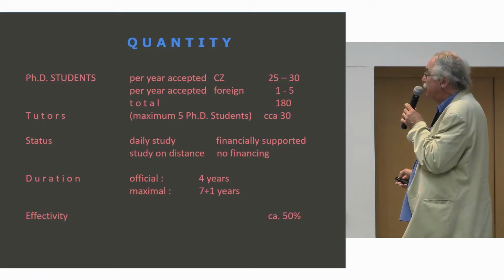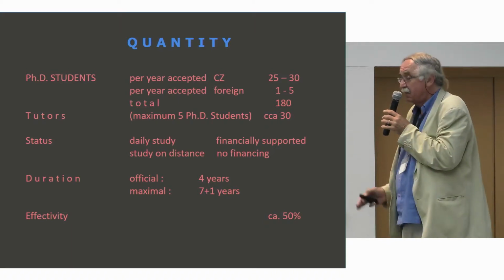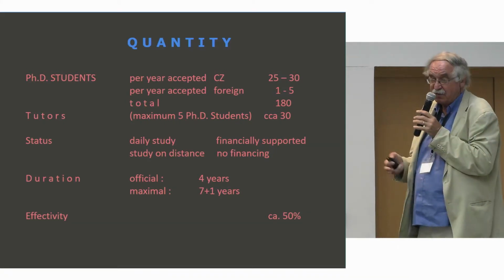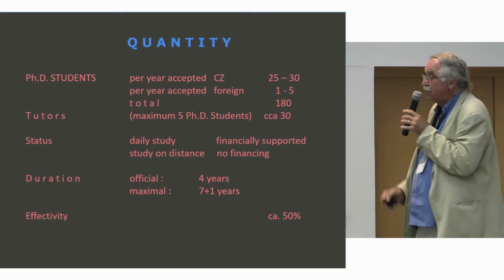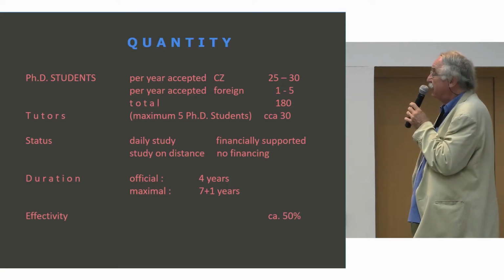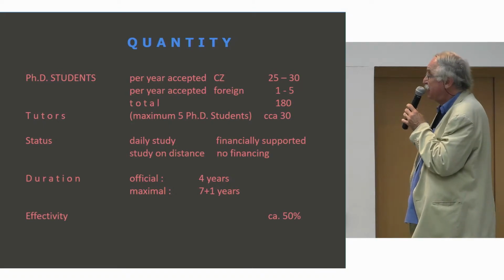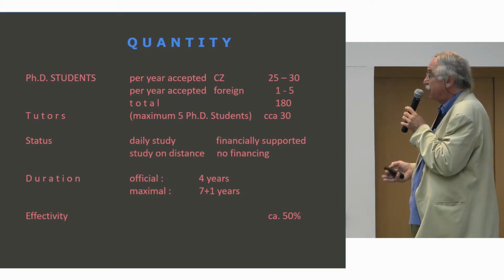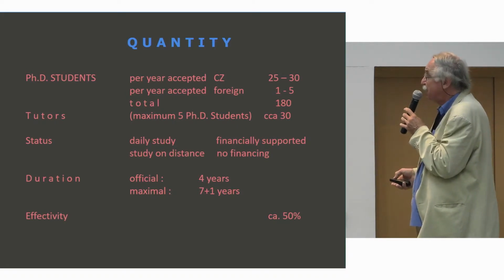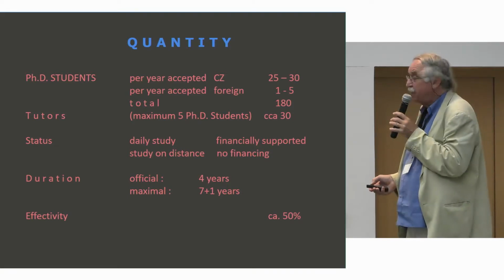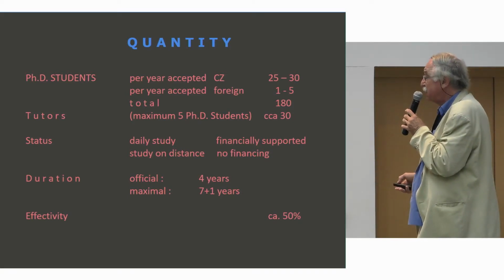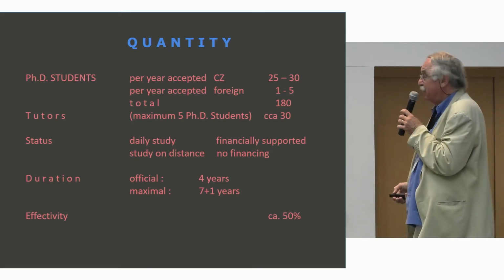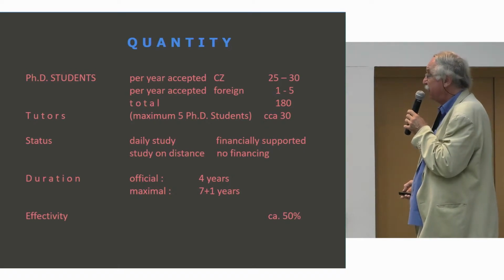The number of tutors is circa 30 to 40, and the maximum number of students per tutor is limited. The scientific committee has a kind of limit, which means 5 students per tutor. We have two different possibilities. One is the daily study, which is financially supported, and there is also the possibility to study at a distance with no financing, and it depends very much on the possibilities of the student himself.